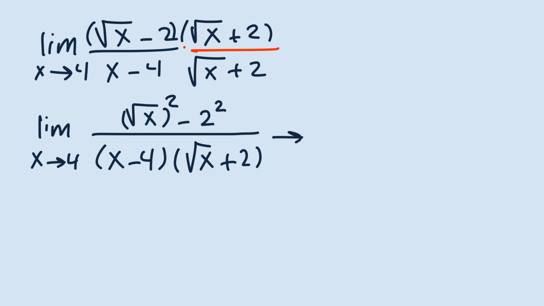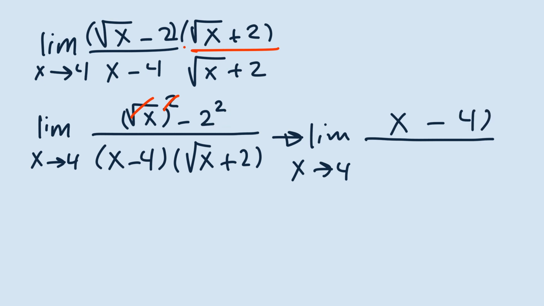So now we can simplify our function to be limit as x approaches 4. Now instead of writing square root of x squared, basically the square root will get cancelled with the square. So we will have x minus, now the 2 squared, which is obviously 4, so x minus 4 between the parentheses, and whatever we have in the denominator, we will write it the same as it is.